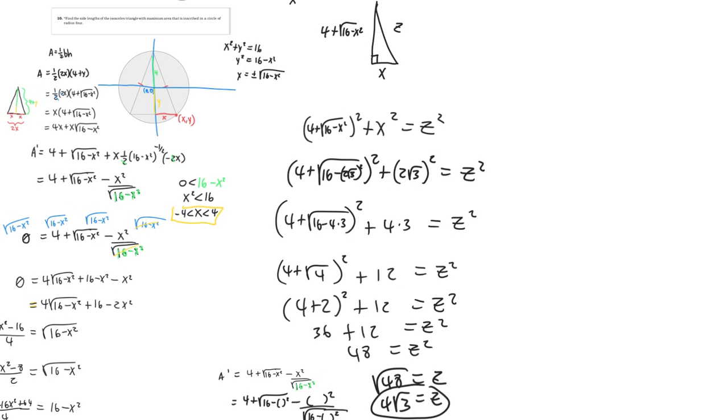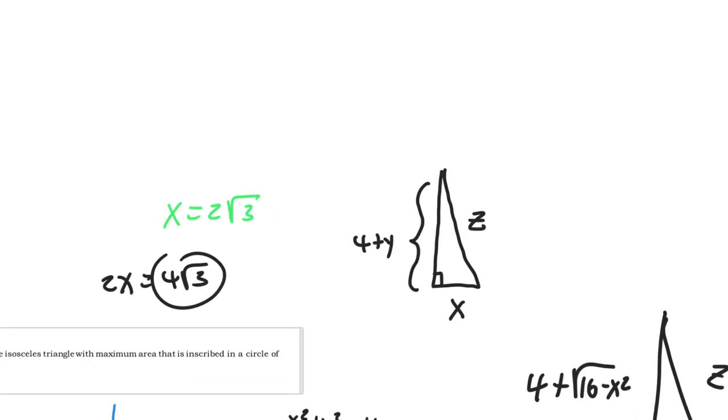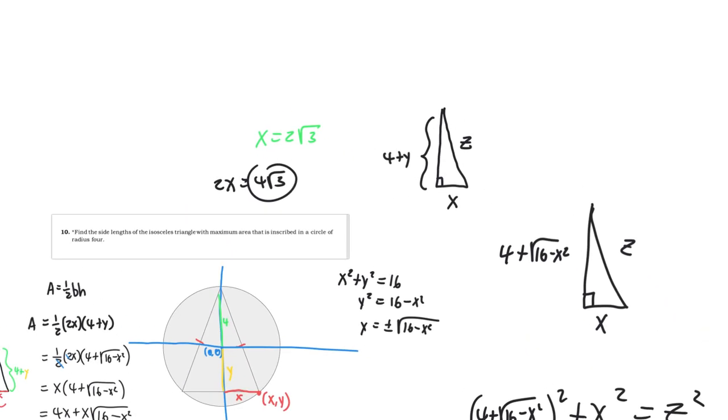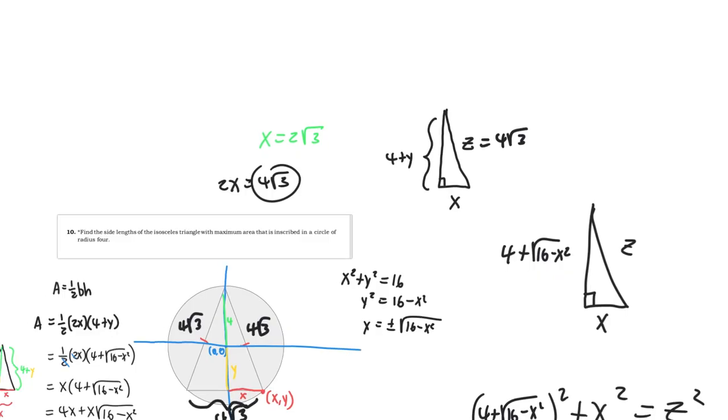We already discussed that the side length on the bottom was 4 radical 3. Turns out that z is also equal to 4 radical 3. So that's 4 radical 3. This has to be 4 radical 3 because it's isosceles, and we already discovered that that's 4 radical 3.